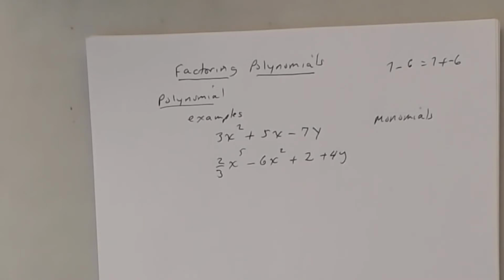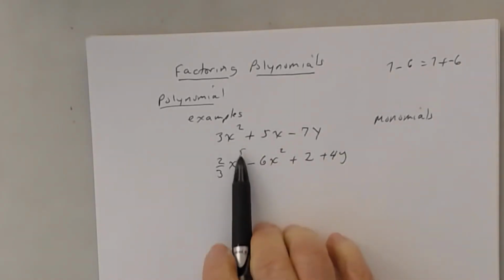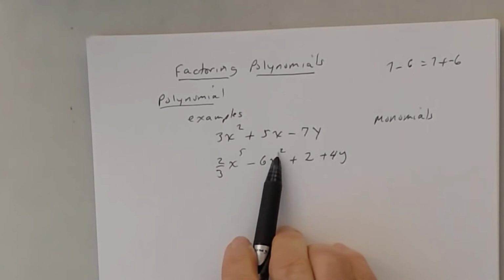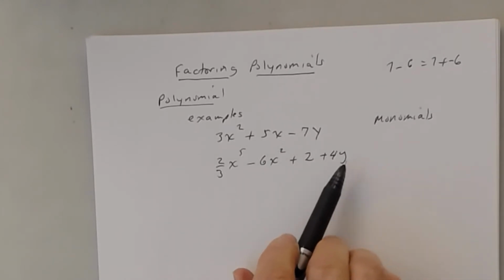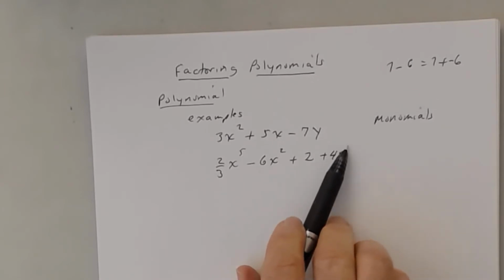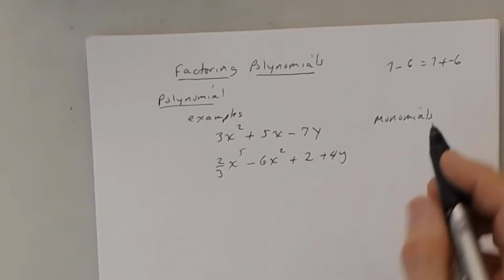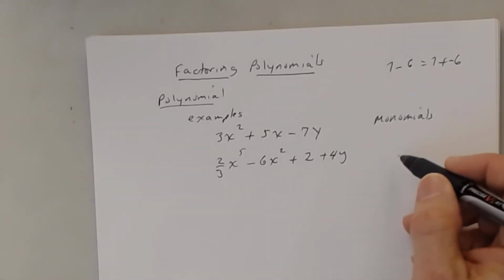If you look at the exponent of the first term for the variable, what is it? 5. So that's a whole number. We're good so far. Now, what is the second term? Negative 6x squared. What's the exponent? 2. We're good. Now go to the last term. What's the last term? 4y. What's the exponent? 1. Now, you see this monomial right here? There's no variable in it, right? That's called a constant. So your constants are just numbers.